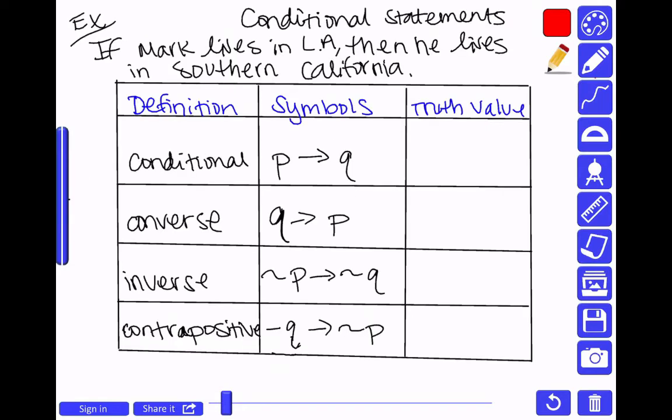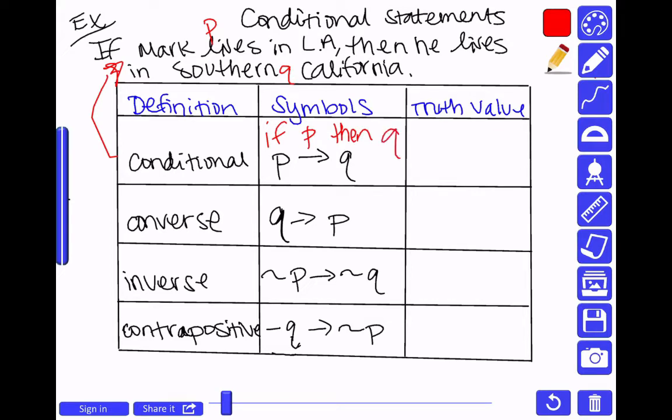All right, so now we're going to look at a conditional statement and then also the converse, inverse, and contrapositive of that conditional statement. So our example here is: if Mark lives in LA, then he lives in Southern California. In this conditional statement, Mark lives in LA is our hypothesis, and he lives in Southern California is our conclusion. So that's our P and our Q. So the conditional statement, that's what I gave you here. If P, then Q. That's how you read this.